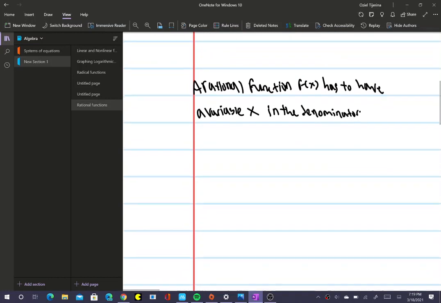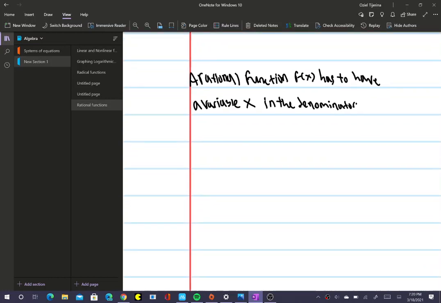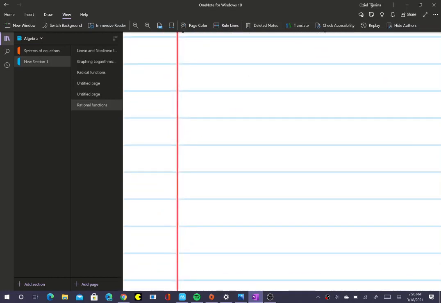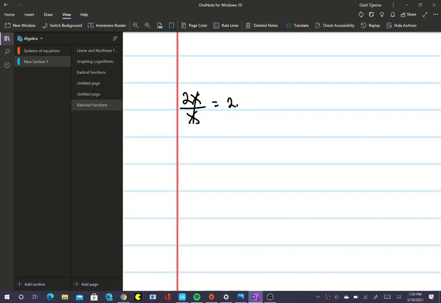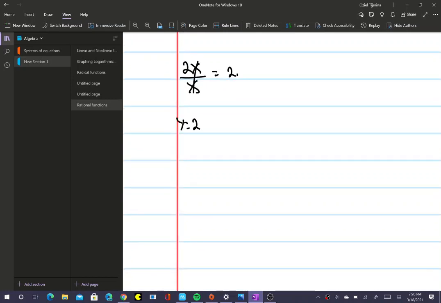Now, there are restrictions to this. So, for example, if I say 2x over x, and then you do this is equal to 2, right? So if I say y equals 2x over x, such that x does not equal 0, because remember that anything on the bottom cannot equal 0. That is a restriction.